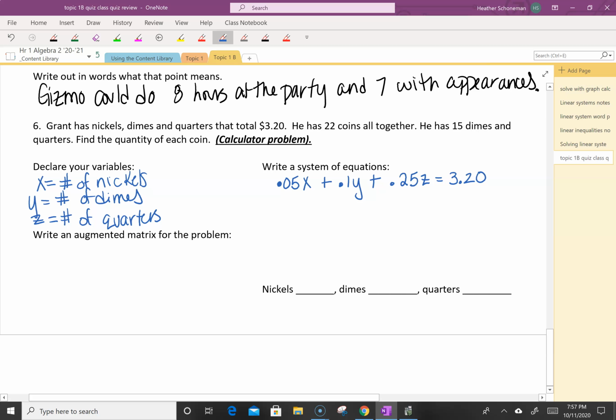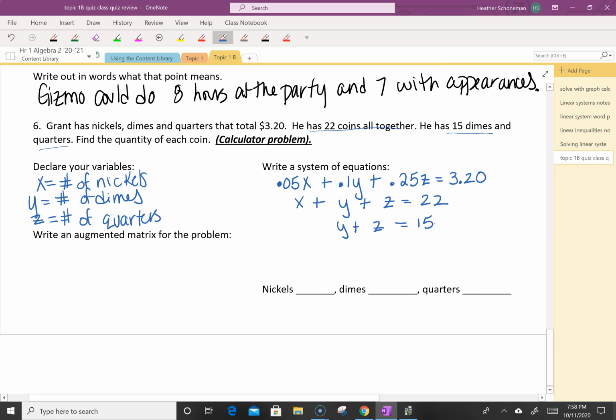All right, what else? All the coins together are 22 of them. So if I add the number of nickels plus the number of dimes plus the number of quarters, it will equal 22. But then it also says he has 15 dimes and quarters. So the dimes and quarters add to 15. So y plus z, notice I'm not going to add x, because we don't have nickels, adds up to 15.